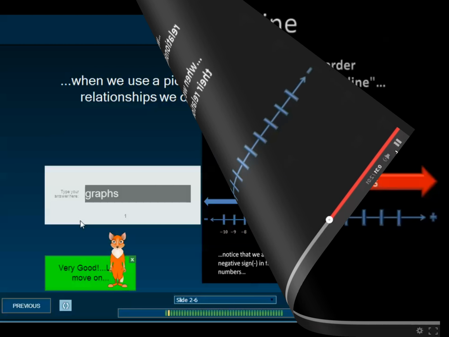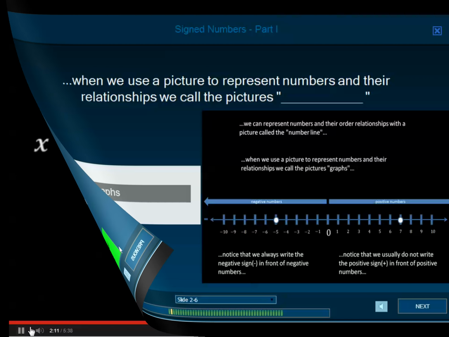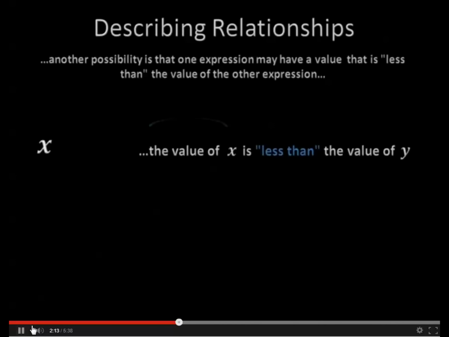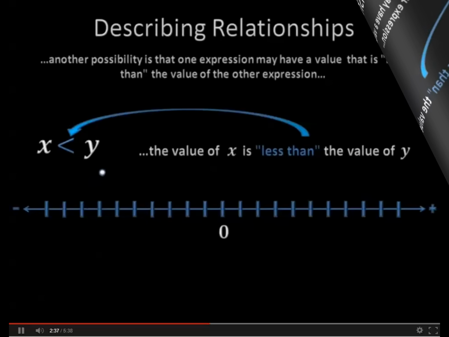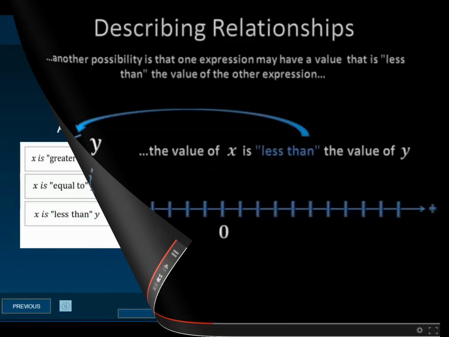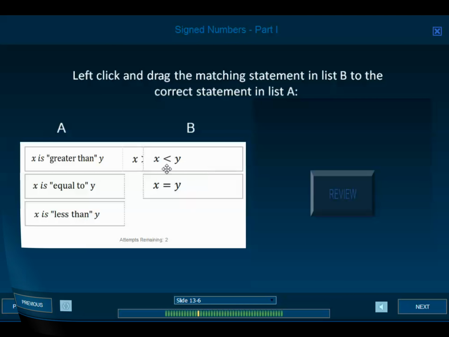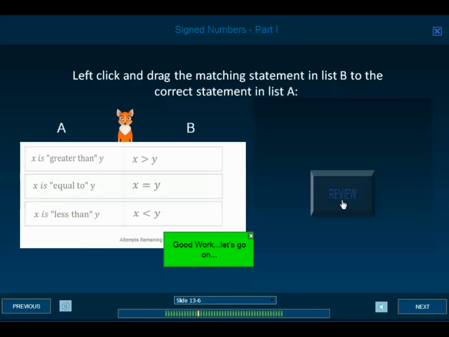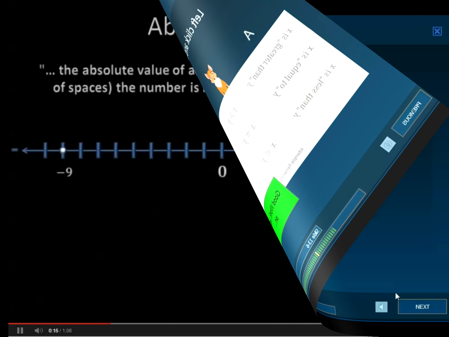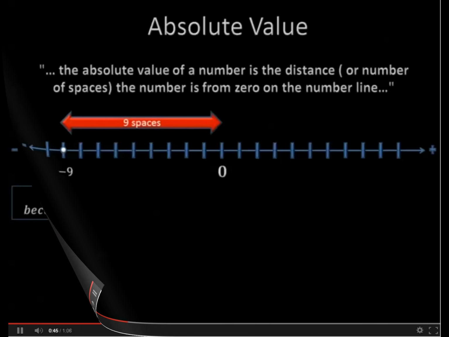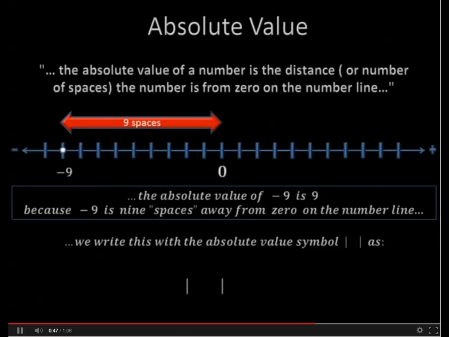Click the points on the number line and write the variable x and then the less than symbol and then the variable y. If the point B. Very good. It is very important to remember that point is 9 spaces from zero, the absolute value of a negative 9.